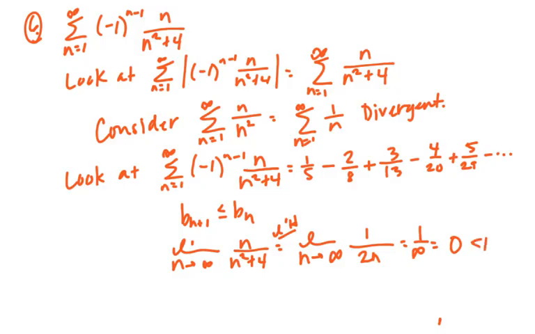Therefore, the alternating series is convergent. But it's not absolutely convergent. It's conditionally convergent. So we say the series is conditionally convergent.